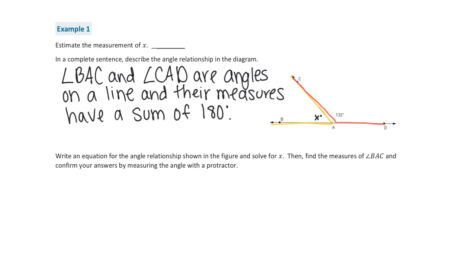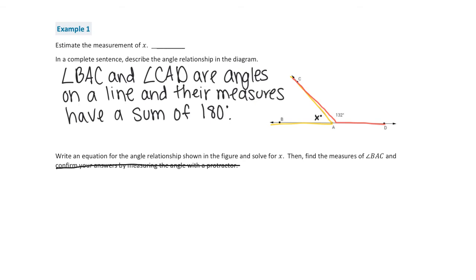Now let's write an equation for the angle relationship shown in the figure and solve for X. Then find the measure of BAC and confirm your answers by measuring the angle with a protractor. Well, we are not going to confirm your answers by using a protractor. We're just going to go ahead and solve this algebraically.